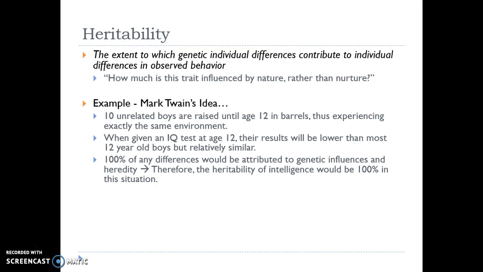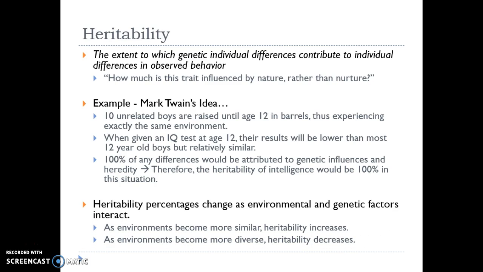Because remember, these boys are all unrelated. They all have different genetic pasts. So any difference in their IQ scores has to be attributed to their genetic differences rather than their environment, because they've all had the same environment for 12 years. Therefore, the heritability of intelligence in this situation is 100%. That is how much this trait in this situation is influenced by nature.